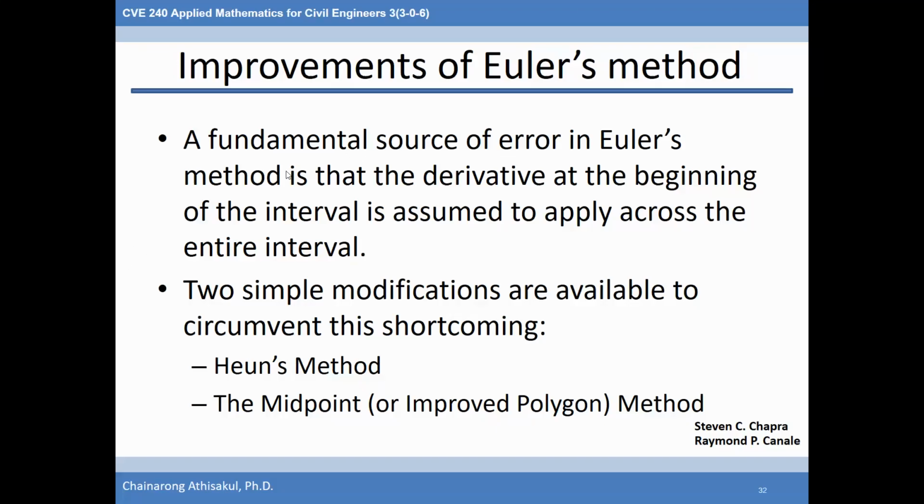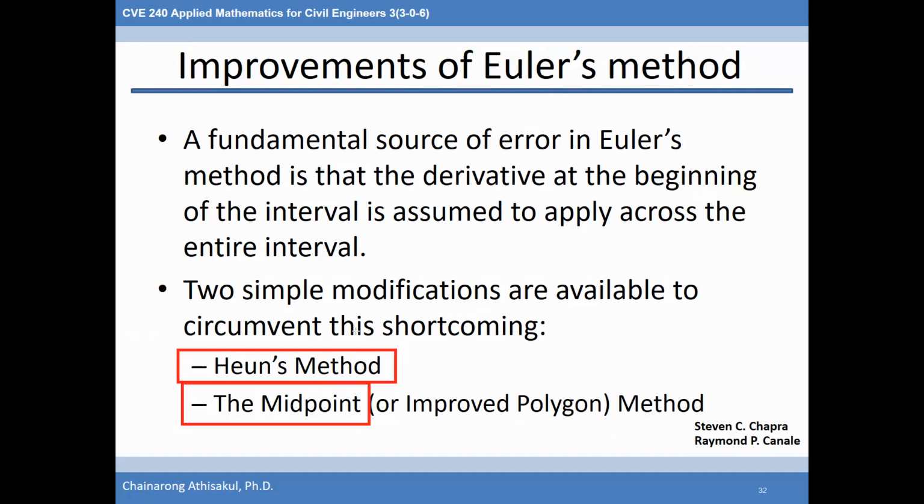Okay, we will move to the improvement of the Euler method. For this course, we will mention just two ideas. The first, we will call Heun's method. And the second one is the midpoint method.